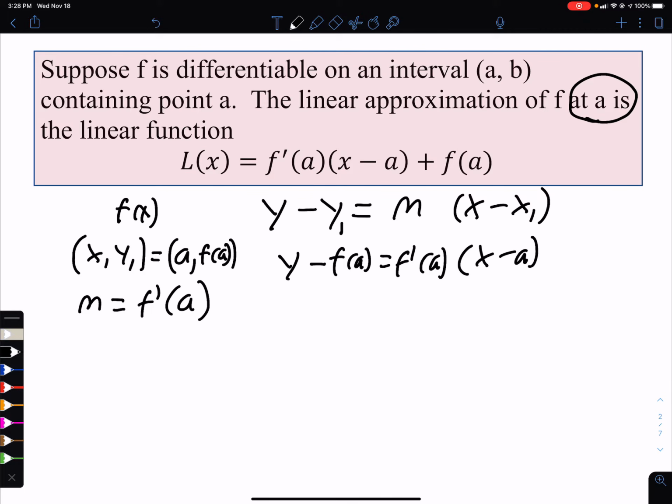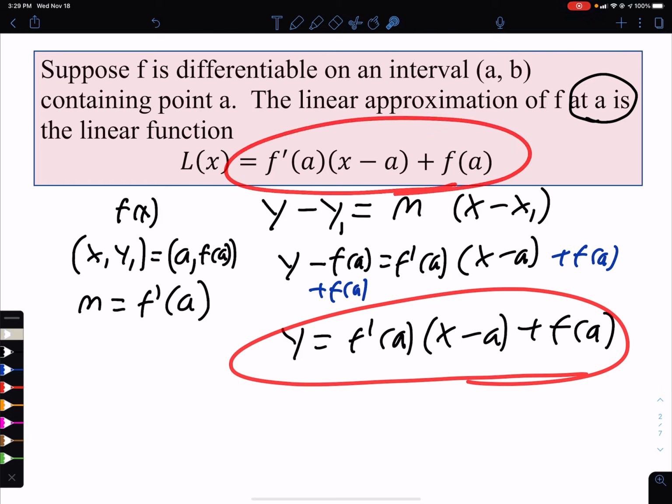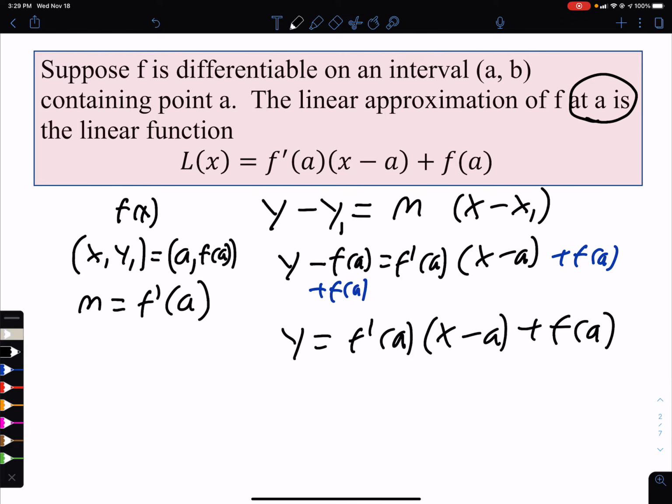Now if we solve for y, we're going to add f of A to both sides, and here's what we get. y equals the derivative at A times x minus A plus f at A. Look familiar? That is that. And we call this the linear approximation, so we use L of x for our function.